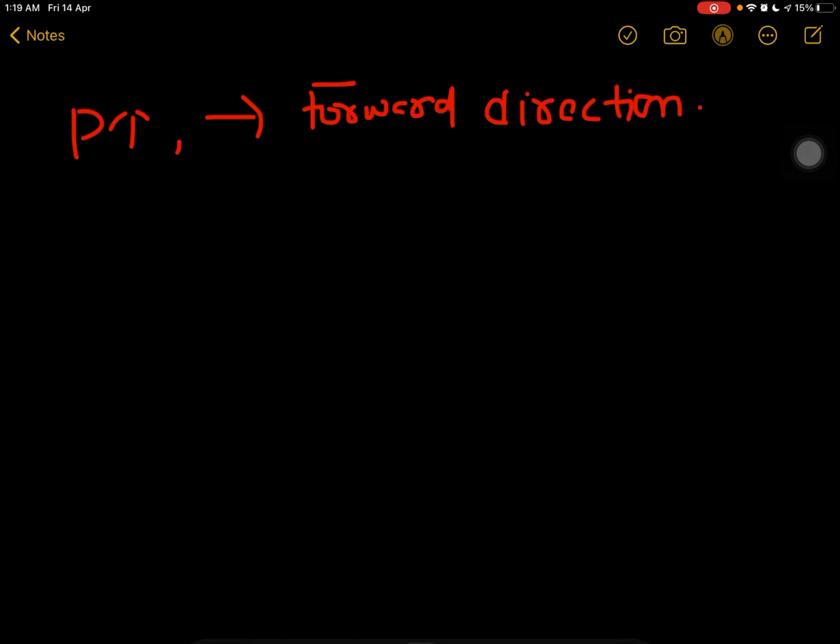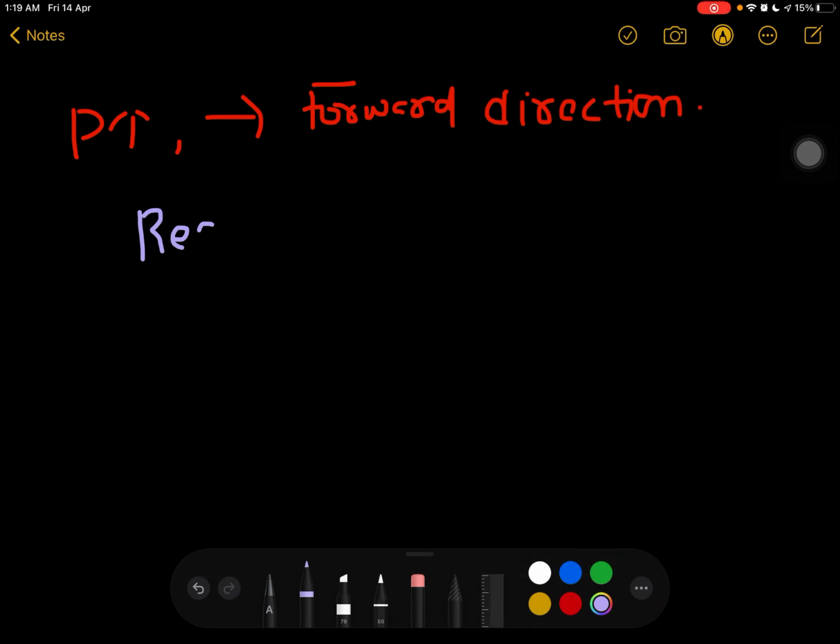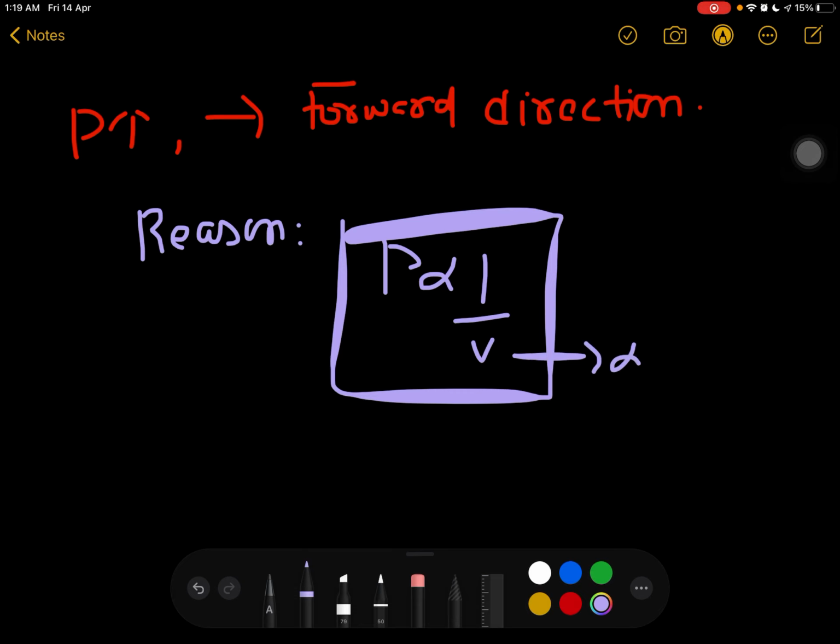What's the reason behind this? Let's talk about the reason now. We know that pressure is inversely proportional to the volume, and volume is directly proportional to the number of moles. Wherever we have to increase the pressure, we will see the volume. If the volume is low on that side, we will increase the pressure there.